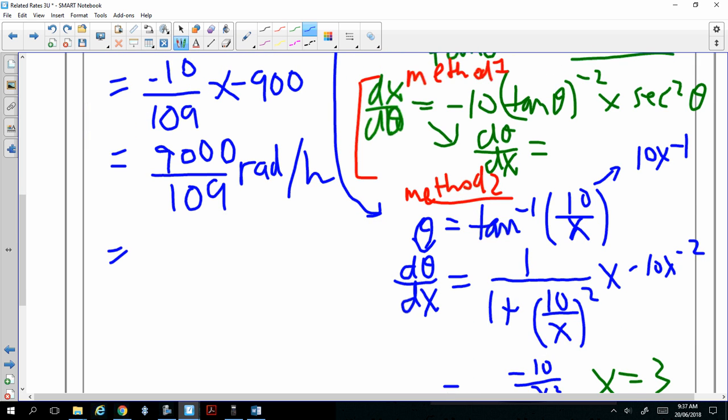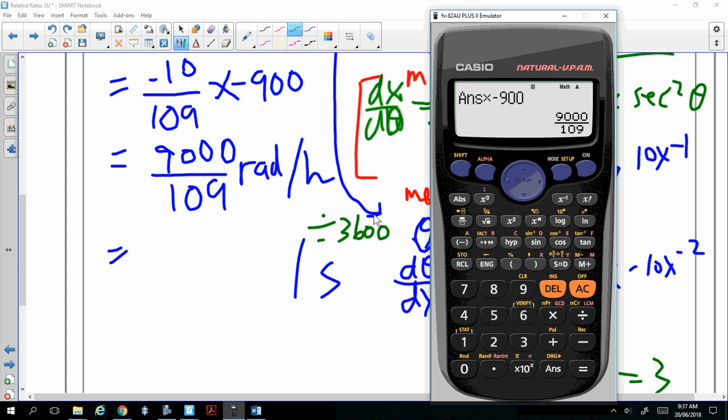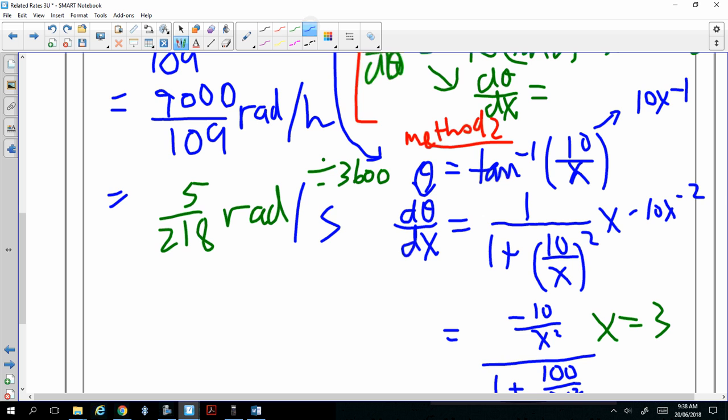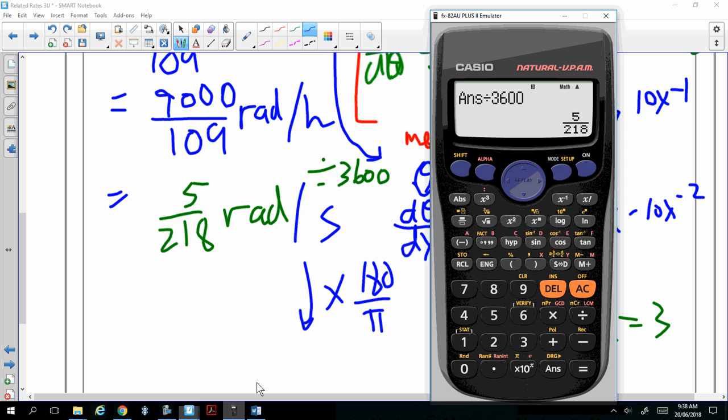Again, still in radian. How do you convert radian to degree? Times by 180 over pi. Let's do that. 1.31. Yes, I got it right. Approximately 1.31 degrees per second. Yes, so we solved the problem.